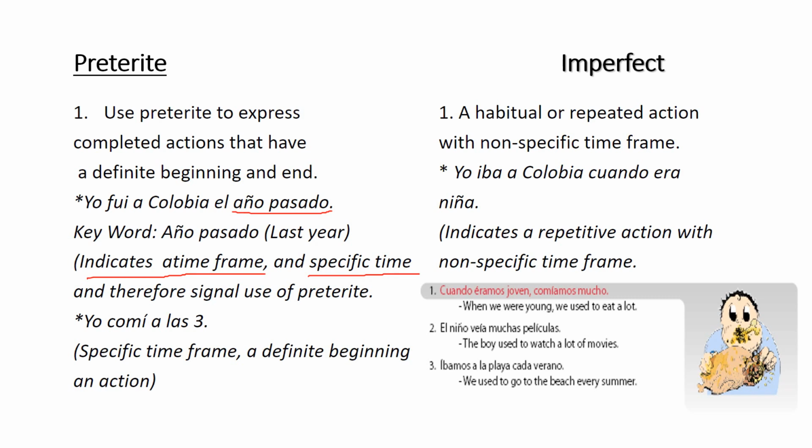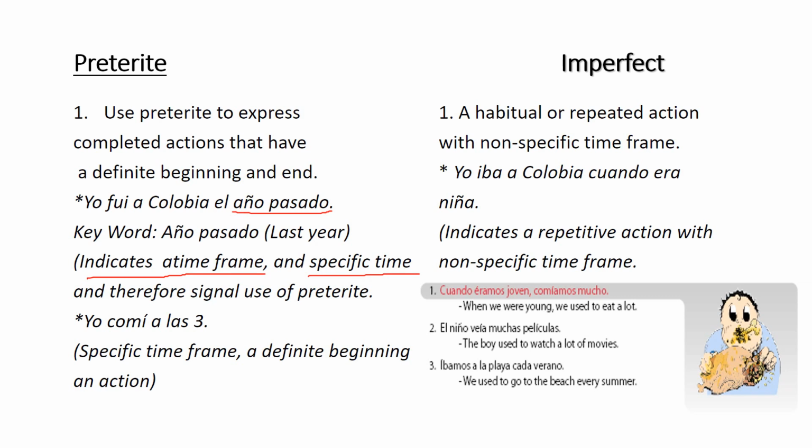Think of imperfect when you want to express something like, I used to go to Colombia when I was a child. Actions in the past that occur over an extended period of time. Or habitual actions. I used to do something. I used to, use imperfect.